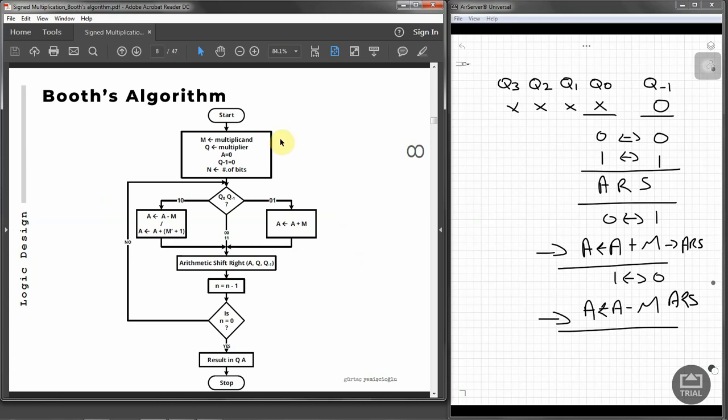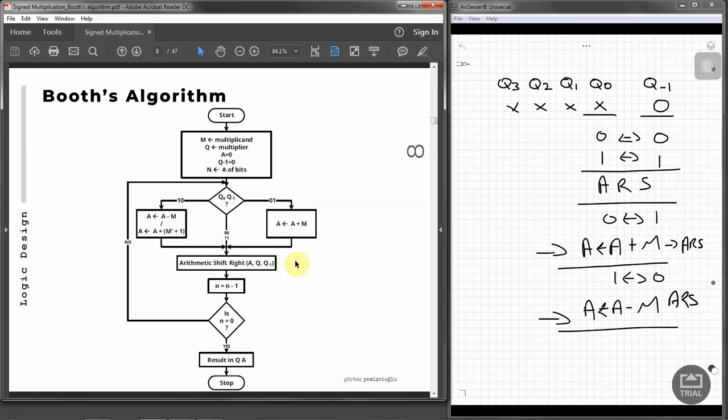At the start, we initialize the accumulator and the Q minus 1 to be 0. We know the multiplicand and multiplier in binary. They have an equal number of bits. And then we know how many steps, or how many times, we need to run this algorithm based on the number of bits. Then we start comparing Q0 and Q minus 1. If it is 1, 0, we perform the subtraction. If it is 0, 1, we perform the addition. Otherwise, 0, 0 or 1, 1, we just perform an arithmetic right shift.